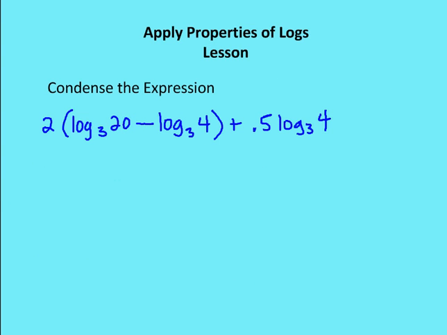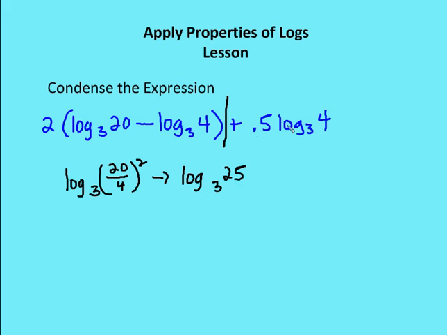Okay, one last problem as an example, then you get to graduate at least from this lesson. I have 2 times log base 3 of 20 minus log base 3 of 4. Let's just take this section here, and we're going to condense this expression. So I have log base 3 of 20 over 4 and I'm going to square that value. Let's simplify. 20 over 4 is equal to 5. 5 squared is equal to 25. So I can rewrite this as log base 3 of 25.